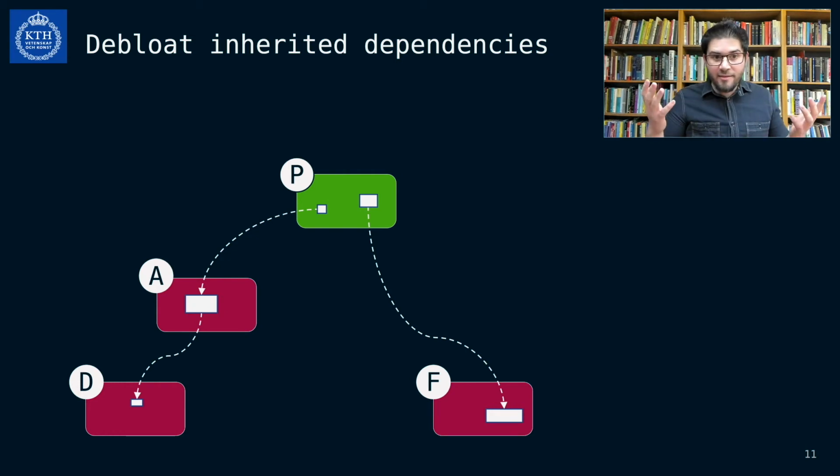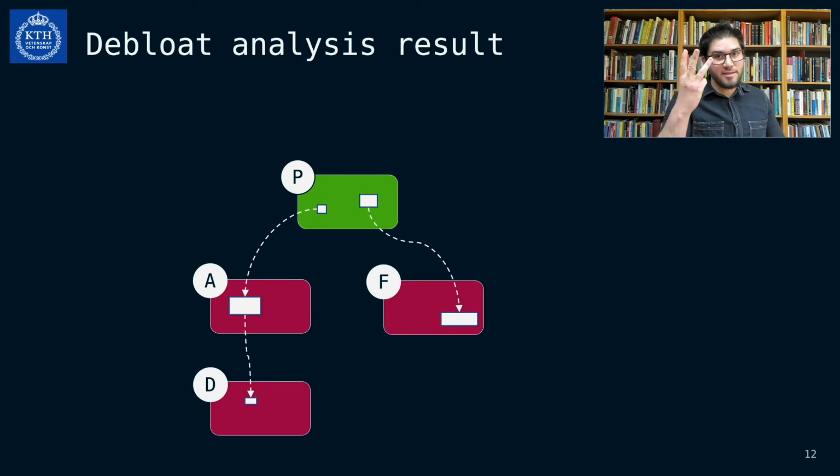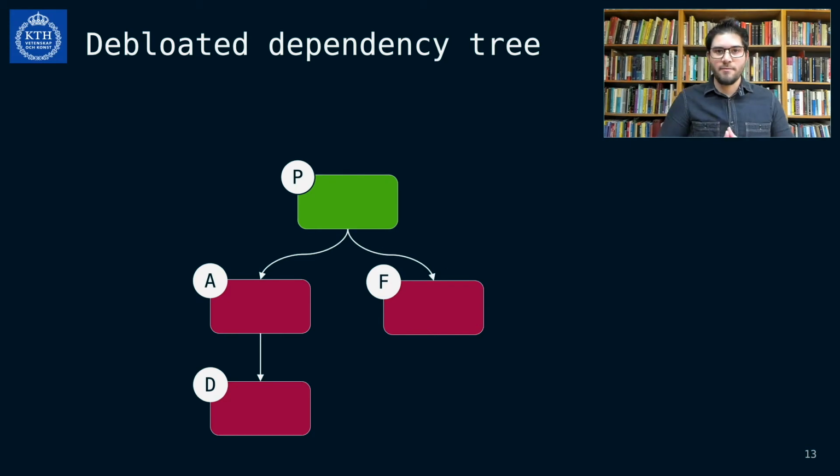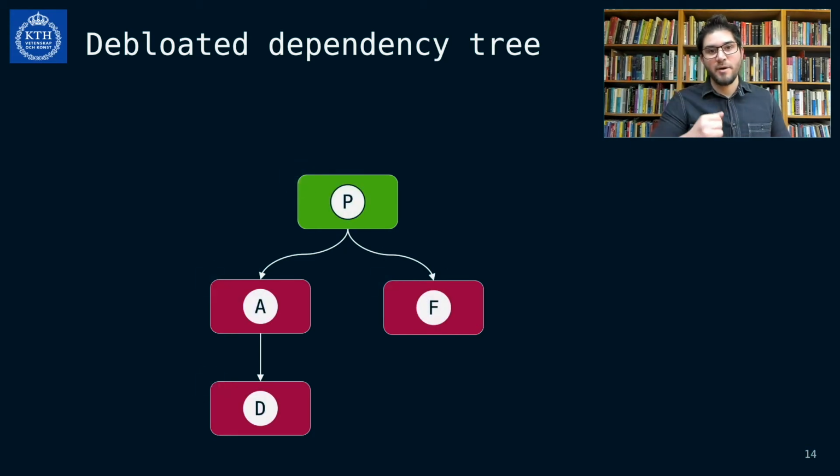So at the end, P only uses 3 dependencies, A, D, and F. And the result of using DepClean is a smaller dependency tree with only 3 actually necessary dependencies.